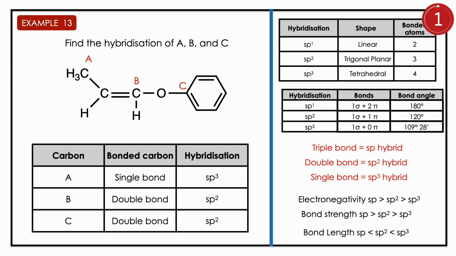C is a benzene carbon. In benzene, all are sp2 hybridized, so C is also sp2. So A is sp3, B is sp2, C is sp2. The concept you have to learn here is that in benzene, all carbons are sp2 hybridized.